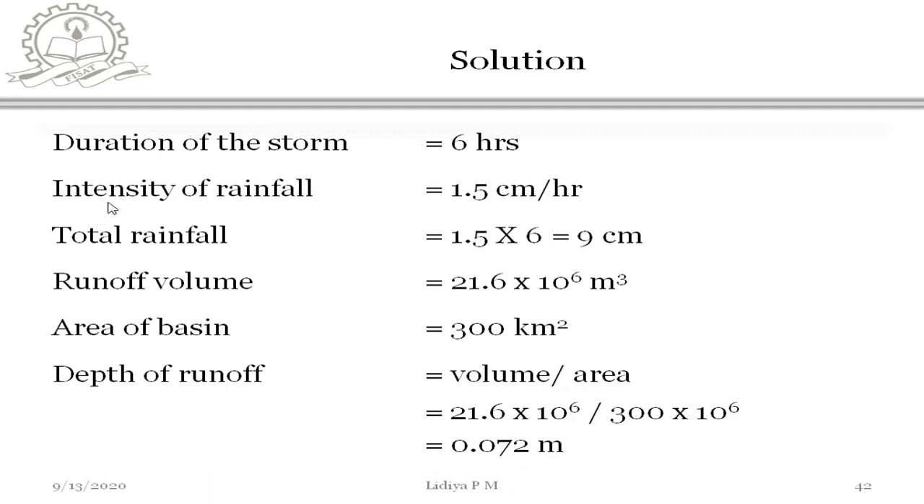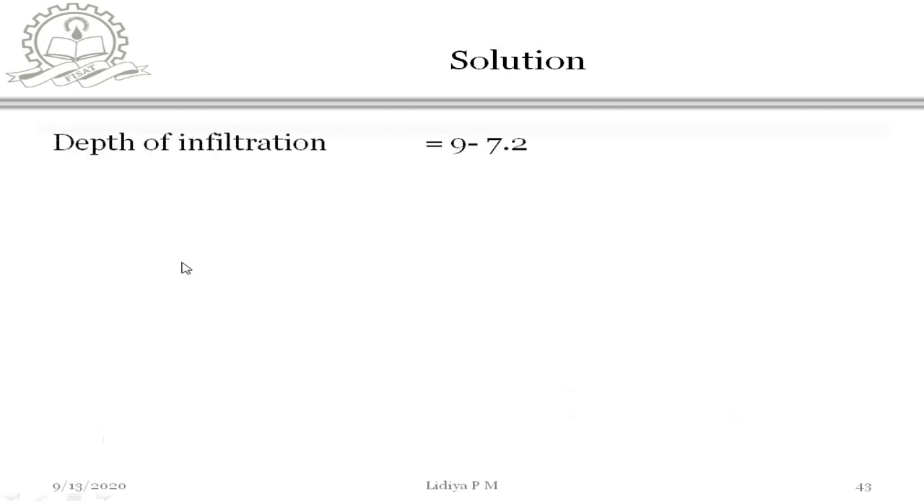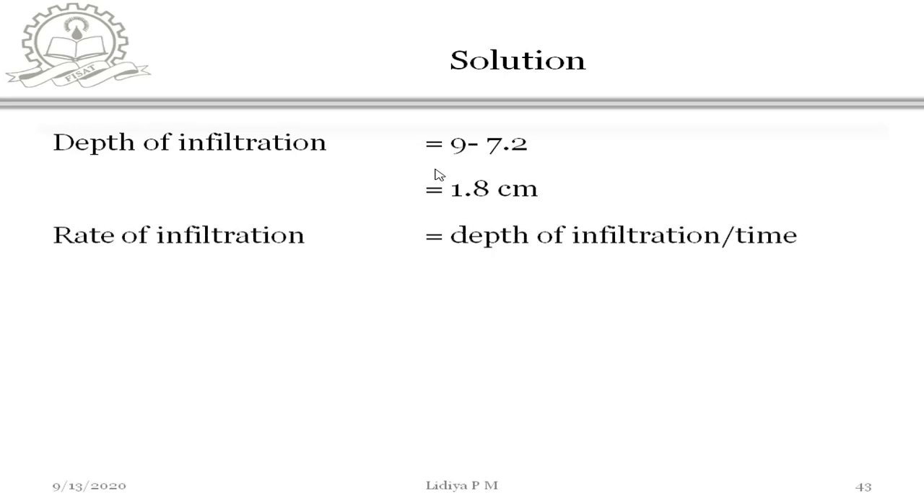So if the total rainfall and runoff depth are given, you can calculate the infiltration depth, that is equal to total rainfall minus depth of runoff. So next step, we are calculating depth of infiltration, that is 9 minus 7.2, we are getting 1.8 centimeter. Next, in the question we have to calculate the rate of infiltration. Rate of infiltration is equal to depth divided by duration. So here it is 1.8 divided by the total 6 hour duration, so 0.3 centimeter per hour, or you can write it as 3 mm per hour.